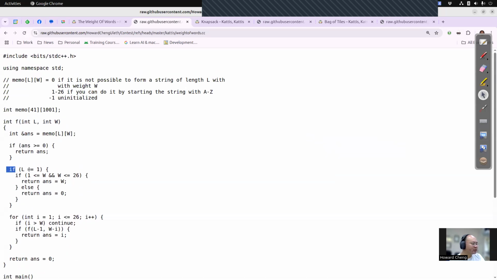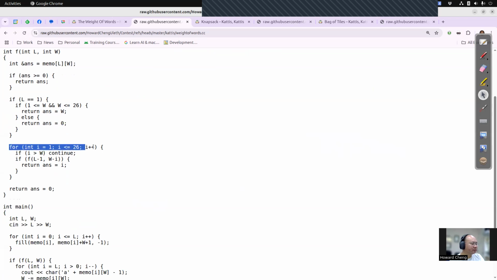Now, base case: if the length is exactly 1, if there's only one letter, then it's relatively easy. Either the total weight that you're looking for is between 1 and 26, in which case you just pick that letter, or if it's outside the range, then you say you can't do it. Okay, it's 0.